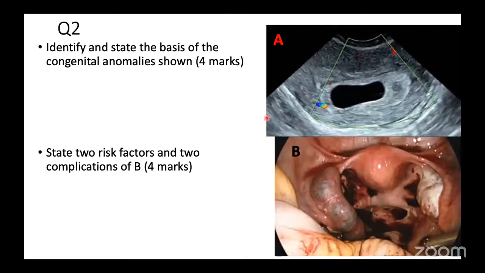All right, question two: identify and state the basis of the congenital anomaly shown, and then state two risk factors and two complications of B. I'll give you a minute.